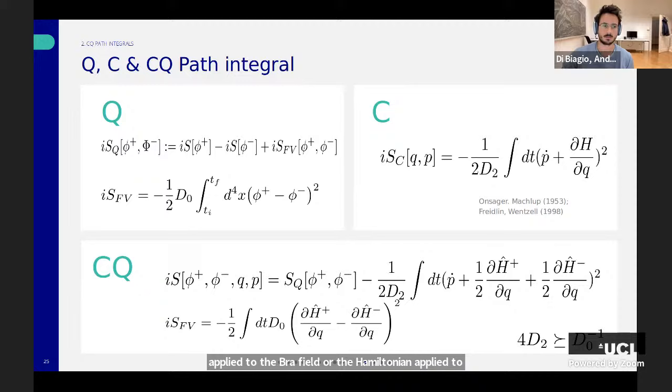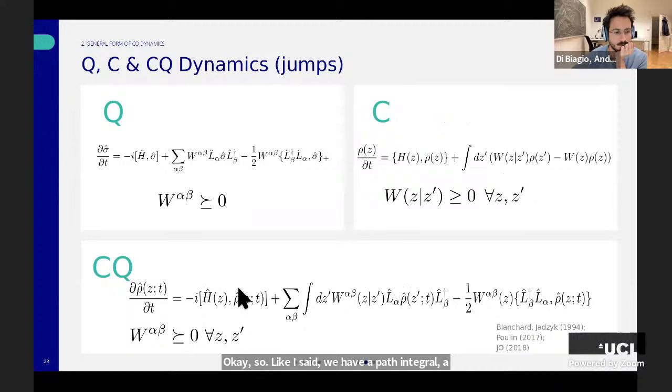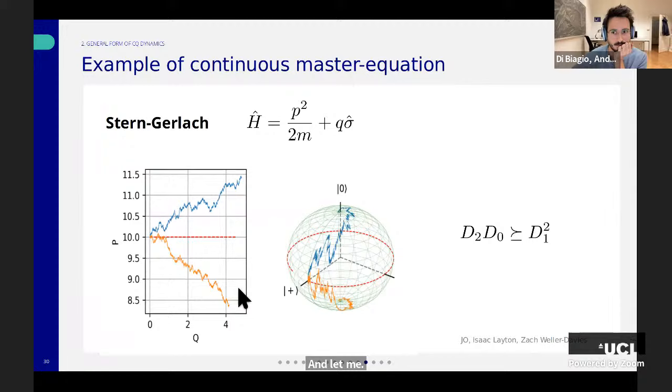Yeah. Thank you. Okay, so like I said, we have a path integral, a trajectories approach, or a master equation approach. And because we're running out of time, let me give the Stern-Gerlach as an example, and then I'll just show the gravitate, then we'll see where we're at. And I'm mindful of the time.